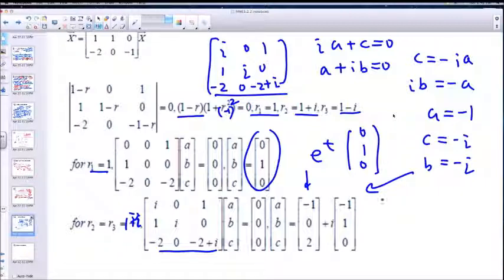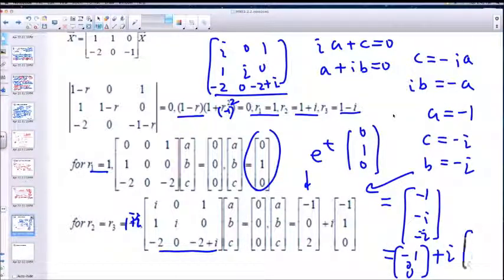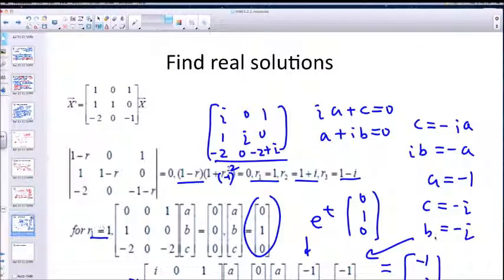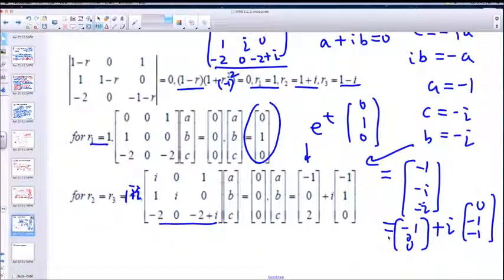Let me see how mine can be written. Mine is negative 1, negative i, and then I can write it as negative 1, 0, 0. That's the real part. Plus i times 0, negative 1, negative 1. They look different, but you can change it when you rewrite it. So once you get this solution, what I emphasize is the next step. How do you write this into a real solution? That's the question.